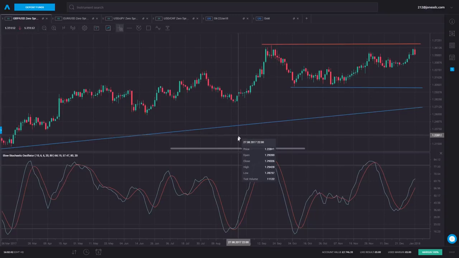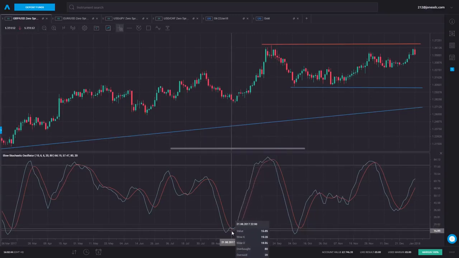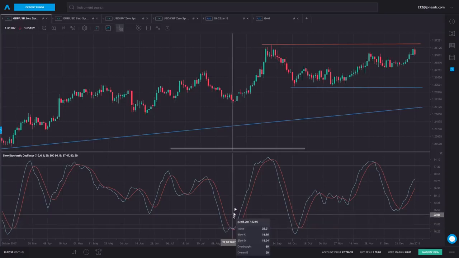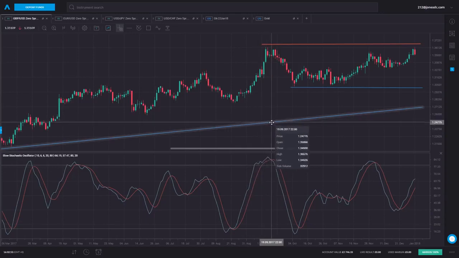Let's go back and look at the buy signal we had down here. So we have the percentage D line crossing above the red line. Our buy signal comes in there. That was back in August. The market rallies and we get a sell signal the other way. It worked pretty well, these two signals.